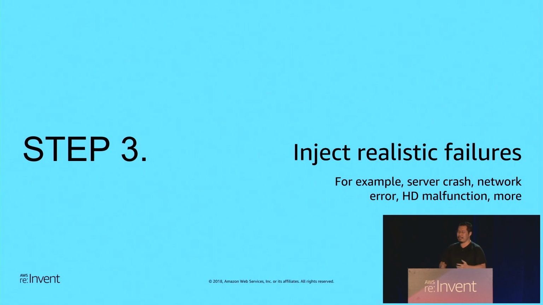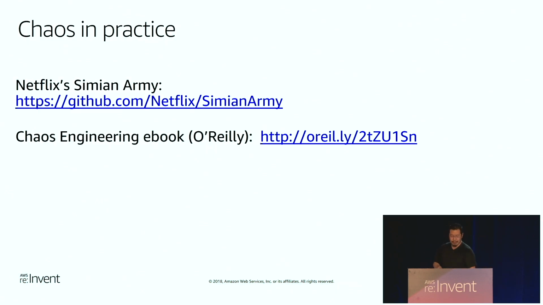And the next step would be to actually go ahead and inject some failures into your system. And this is where Netflix's Simian Army is a great tool for doing that, especially if your application runs on VMs or perhaps on containers.